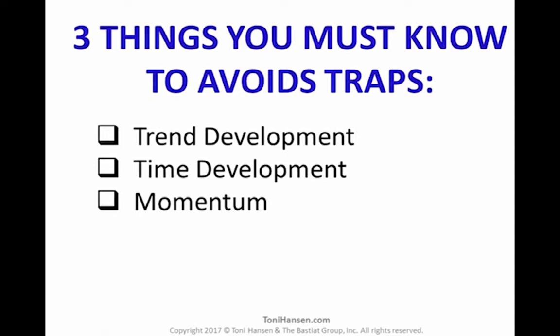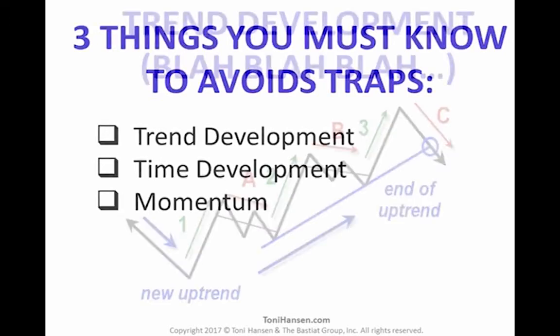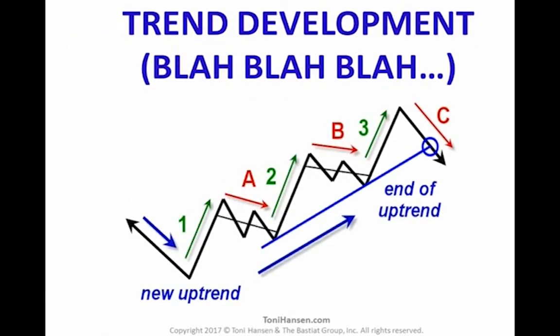So there's a couple of levels of knowledge there, but there are 3 things that you have to learn, and those are trend development, time development, which you might not have heard of before, and momentum, which is another one of those things that when I first started teaching, traders weren't really focused upon, but all of these are really important. So here's your typical trend development. You guys have probably seen some version of this a million times, especially if you've been trading for a while.